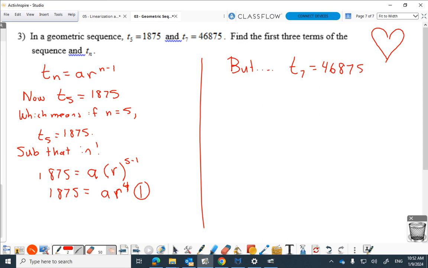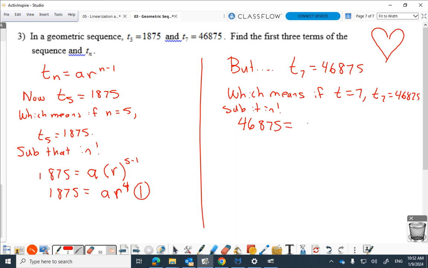What does that mean? Which means if n equals 7, T7 equals 46,875. I can put that in the formula, sub it in. Somebody feel like a sub? I got new Subway coupons too. I'm excited. 46,875 equals A R^(7 minus 1).